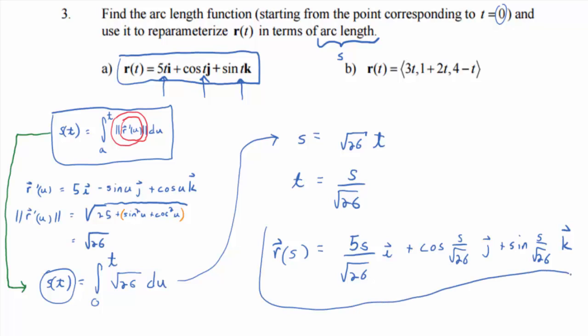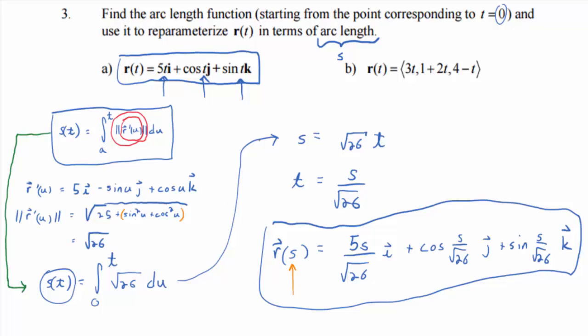And I want to point out, both r of s and the original r of t graph to be the same curve. In other words, as a whole, they contain the same set of ordered triples that make up the curve. But the neat thing about r of s is, if you want to know what point lies 5 units away from the beginning point that gets generated when you plug in t equals 0, you would just plug in 5 for s.